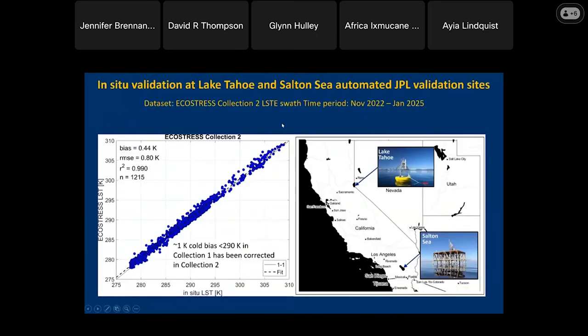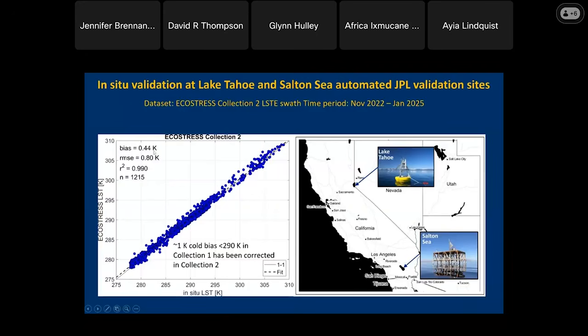In terms of validation, we have 2 automated validation sites that are run by JPL. They've been running continuously since about 2000. These are pretty much just radiometers that we have at Lake Tahoe and Salton Sea, measuring the outgoing radiation and then inverting that to get the temperature of the water surface. And then every time a satellite flies over, we do a matchup and plot that versus the in situ data, which is shown on the left here for the ECOSTRESS collection 2 data.